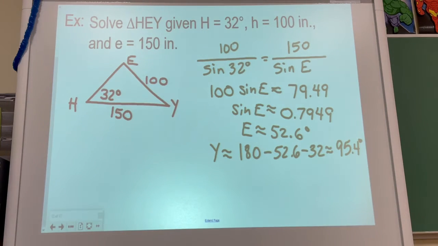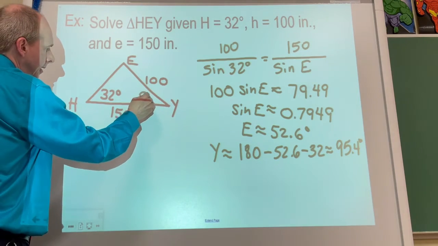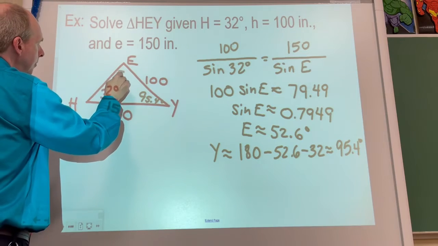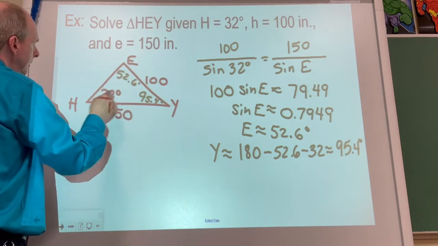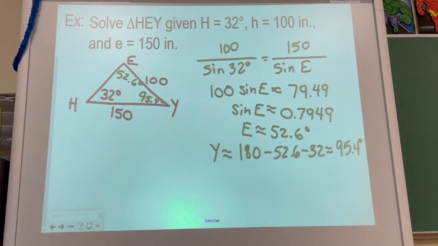Well, that's great. Let's go ahead and find how big Y is. We're supposed to solve the triangle. That means we find all the different measurements, all the different sides. So now we have this angle is 95.4. We have this angle is 52.6. The only thing we need is side Y, and it will be solved.